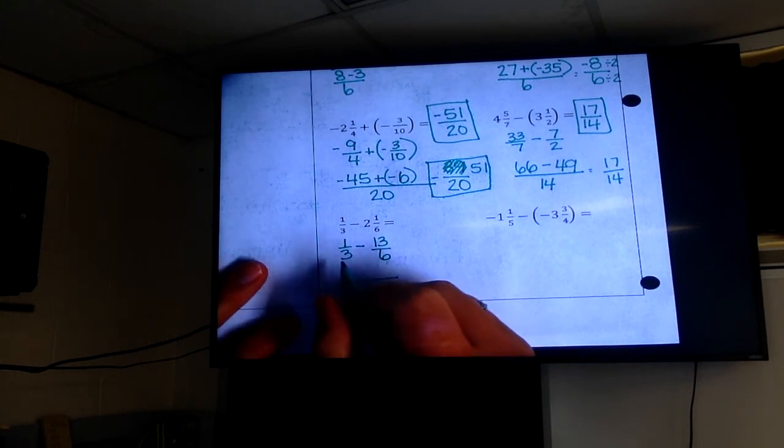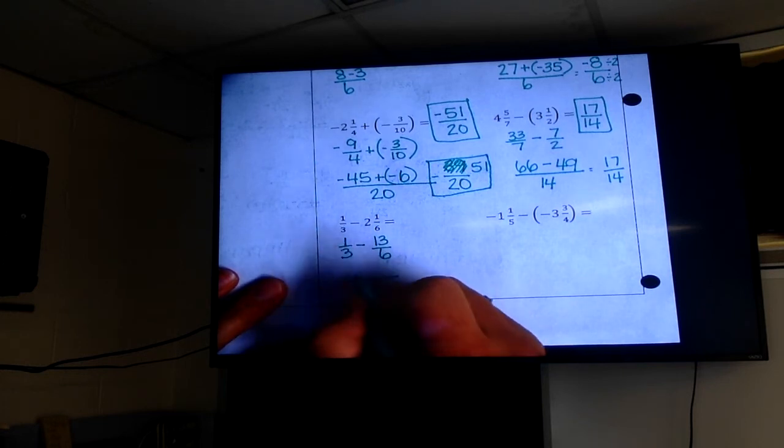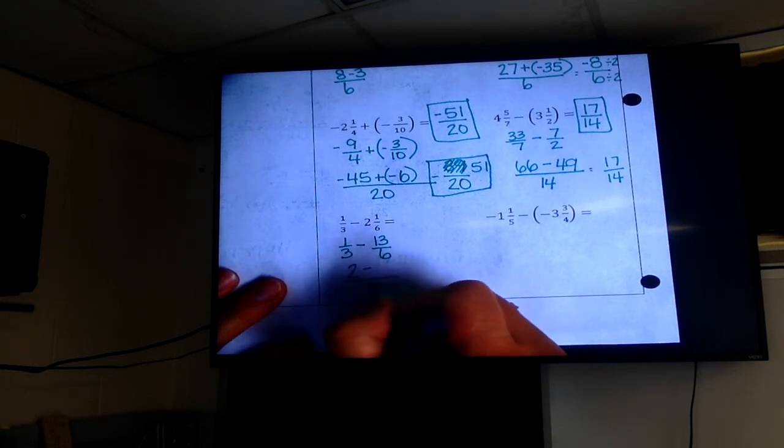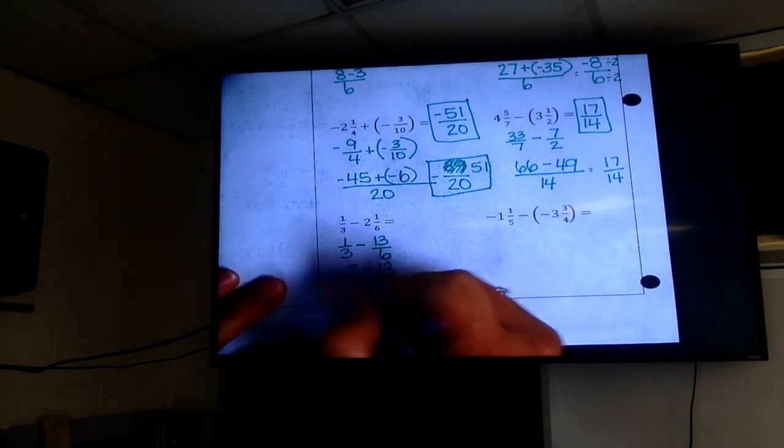My common denominator, the smallest number that both 3 and 6 can go into, is 6. 3 times 2 gave me 6. So 1 times 2 is 2 minus 6 already had the common denominator of 6, so I just need to bring down the 13. I don't have to change that.